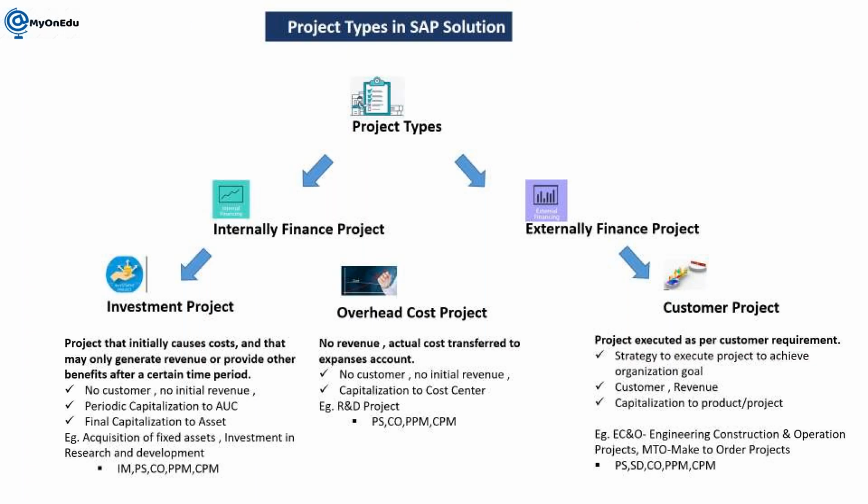Here PPM is enterprise portfolio project management. So here we are understanding the project types. We have three different types of project: investment project, overhead cost project, and customer project.